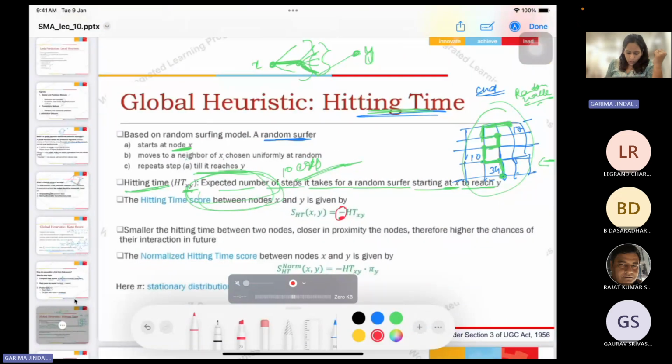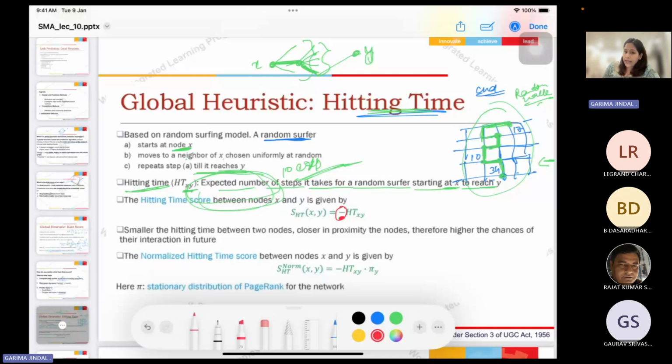Okay. So if my expected number of steps to reach from X to Y is less, that means there is more probability that there will be an edge between X and Y. The lesser the value of HT, the more is the probability that there will be an edge between node X and Y. If the average path length while doing a random walk from X to Y is less, then the probability that there will be an edge between X and Y is more.